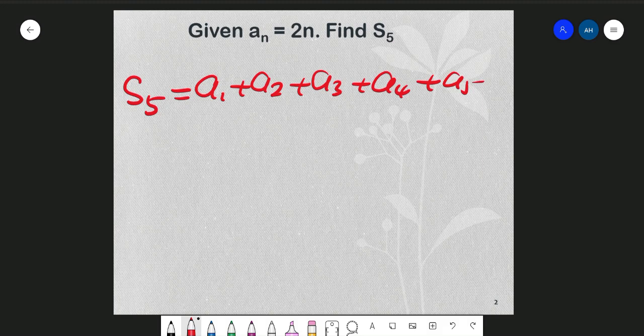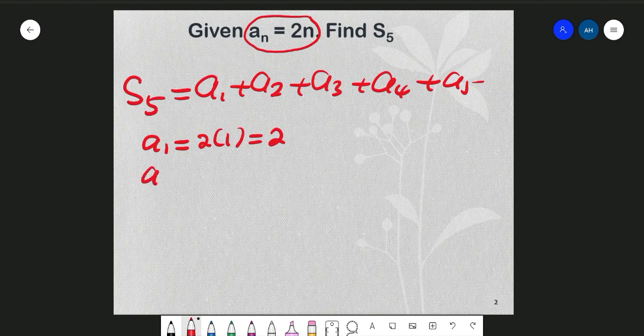All right. So what we have to do is find out the value of each of these terms. That is, what is A1, A2, A3, A4, A5, and then we add them up together. So let's find out what A1 is. A1 equals, we follow this formula here, An equals 2 times n. We just substitute n equals 1 in this case, so 2 times 1, that is 2. Because 2 times n is just a multiple of 2 in this case.